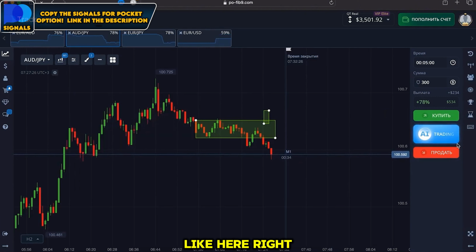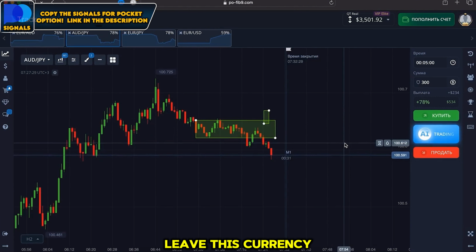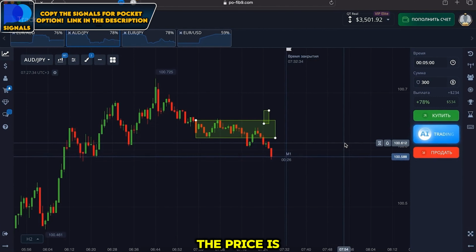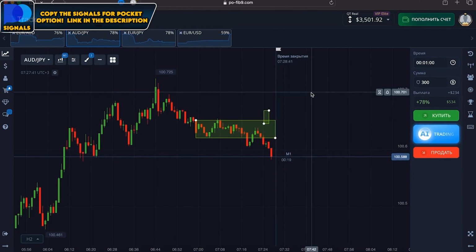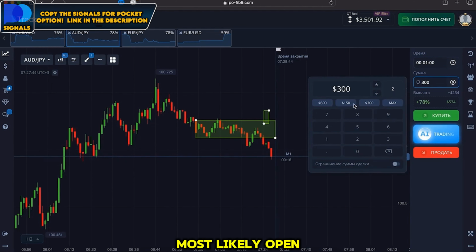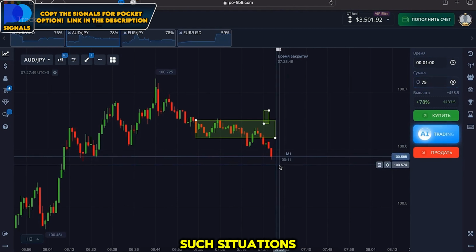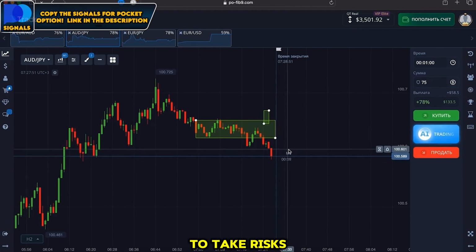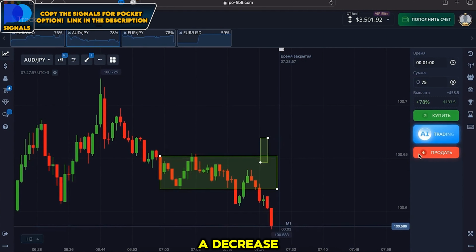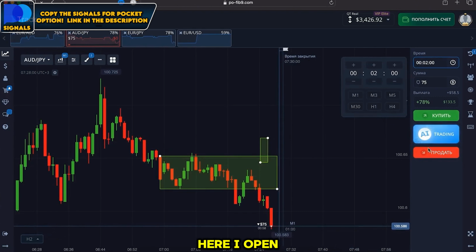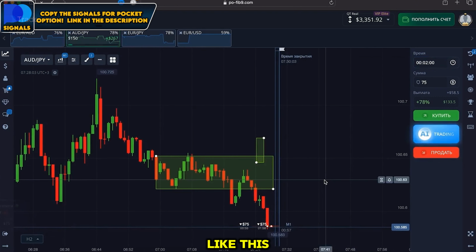Or, like here right now, if you really don't want to leave this currency pair, but want to see how to trade here now. Because it is still clear that the price is going down, and you suddenly want to bargain very hard, the excitement will play, which is very bad, by the way. Then you should here, let me even open 2 transactions, of course, at $75. But in such situations, of course, it is better not to take risks. Therefore, with such a breakthrough, as I said, we open for a decrease for a minute and 2 minutes for a decrease here. So let's open like this.